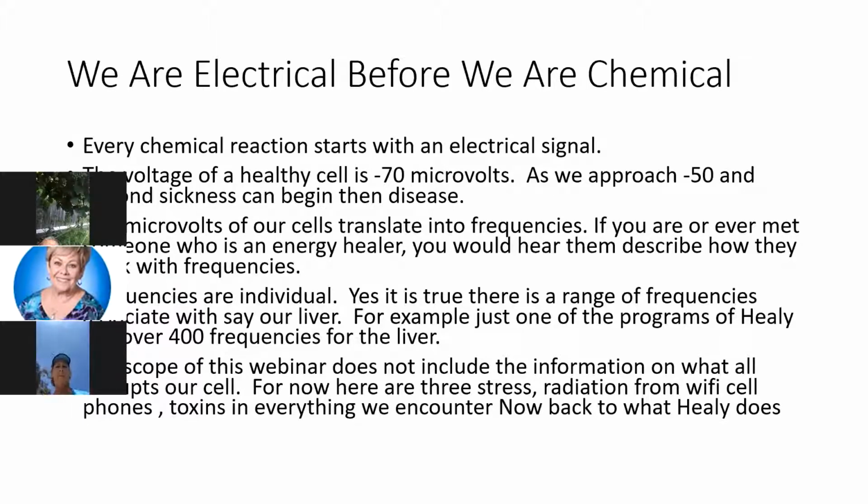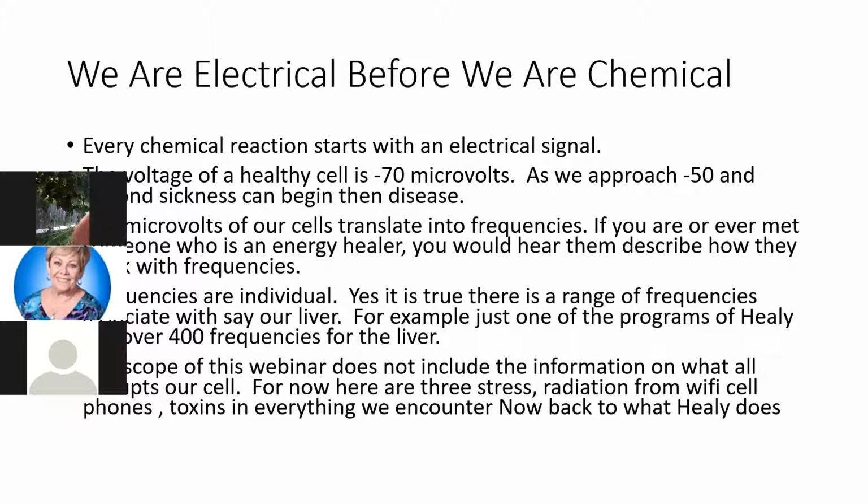If you ever met somebody who's an energy healer, you would hear them describe how they work with frequencies. Frequencies are individual, meaning the frequencies in my body are individual to me, okay? Now, there's a range of frequencies that are associated with different parts of our body. So, for example, Healy has approximately 400 frequencies for the liver. So if it's evaluating the liver, it's not going to deliver 400 frequencies. It's going to deliver the frequencies that you need the most at that time.